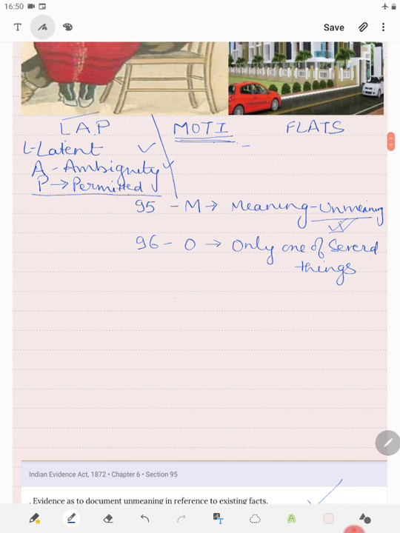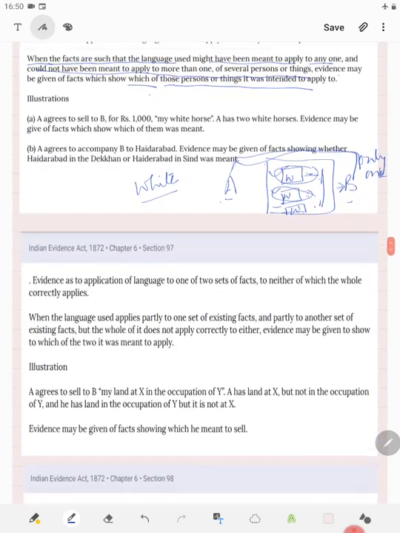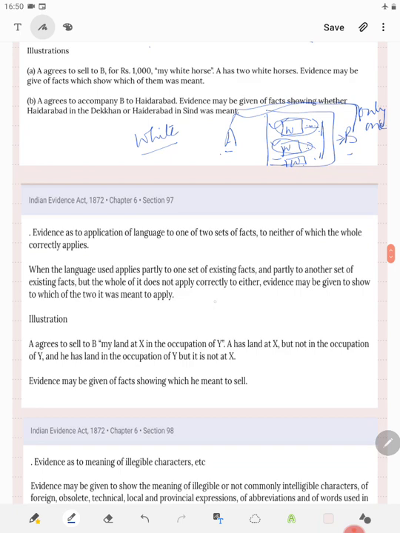Next is T, that is section 97, when it is two sets of things. This also we will understand by example first. What it says is that suppose A sells to B his land, say his 50 acres of land at Delhi.